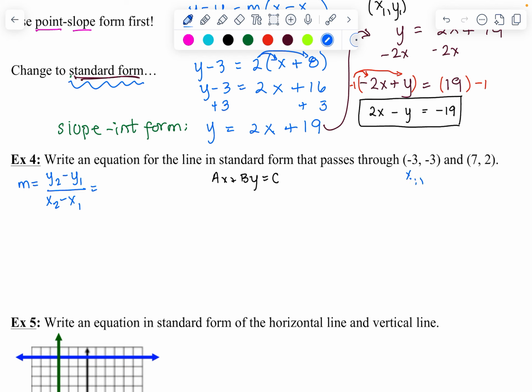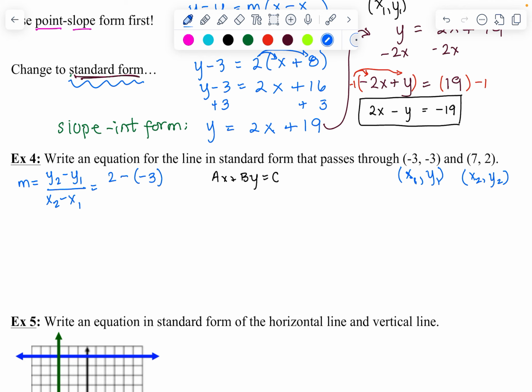X sub 1 comma y sub 1. And we'll call this x sub 2 comma y sub 2. Label your points. So now when we go to plug in, y sub 2 is simply 2, minus y sub 1, which is a -3. Be careful, take care of your signs. Use the parentheses to help keep your work organized. Your x sub 2 value is a positive 7, minus, from your formula, x sub 1, which is also a -3.